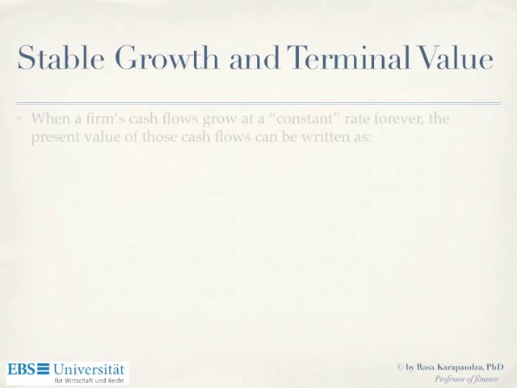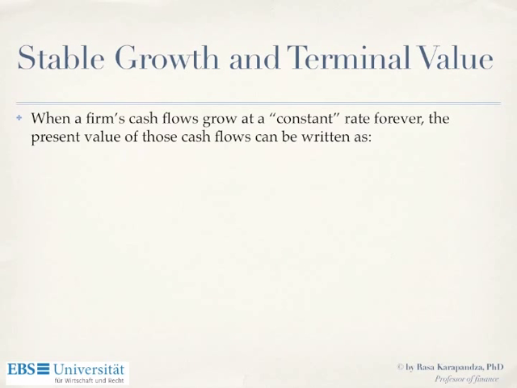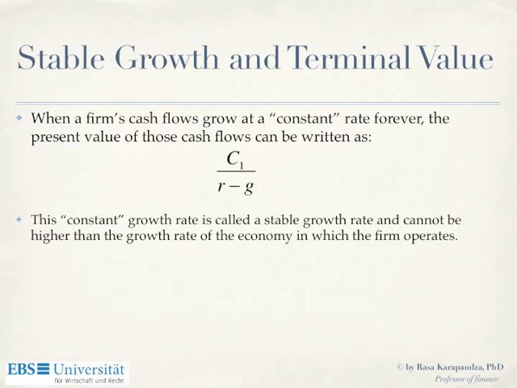So, when a firm grows at this constant rate forever, a year before this growth starts, this cash flow stream is worth C1 over R minus G. And now this constant growth rate is called a stable growth rate and cannot be higher than the growth rate of the economy in which the firm operates. It's not reasonable to assume that you will get better, because if you assume that your company will grow at the rate of 40% forever, then this company is probably worth an infinite amount of money. There is no company that can match that. There is no equivalently risky thing that will grow forever at the rate of 40%. There's simply no company in the history of the world that was growing forever at the rate of 40%.